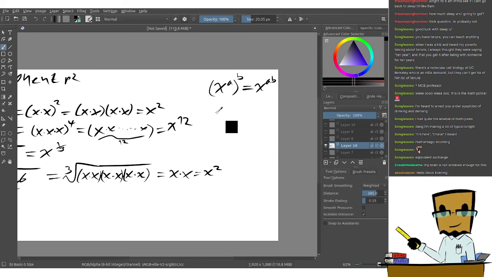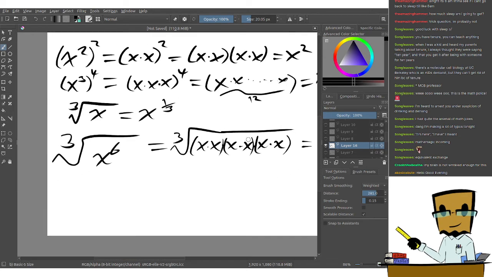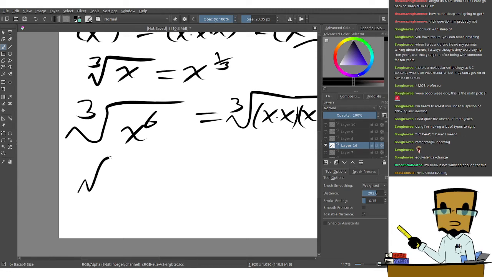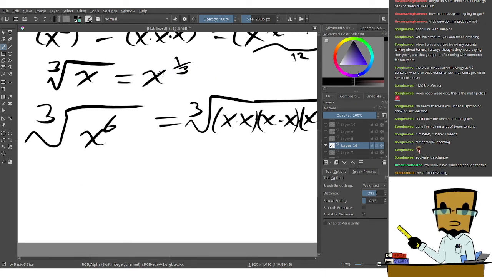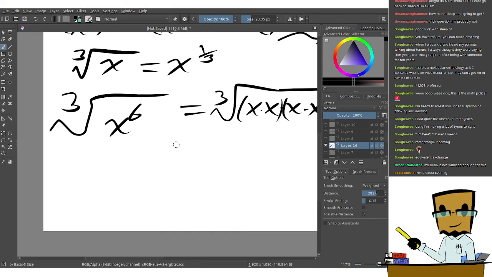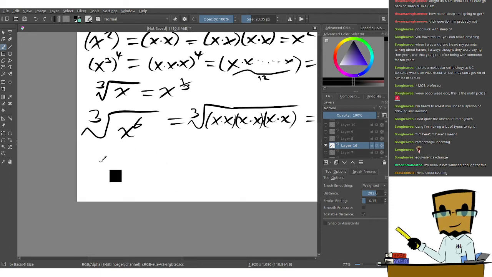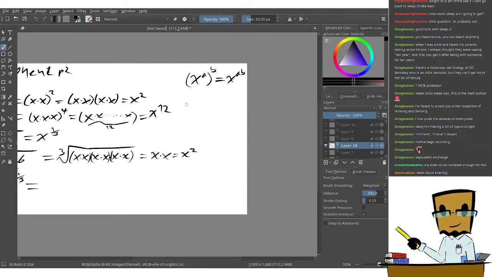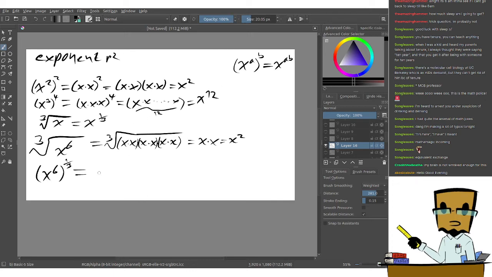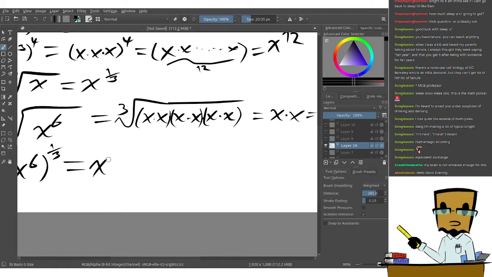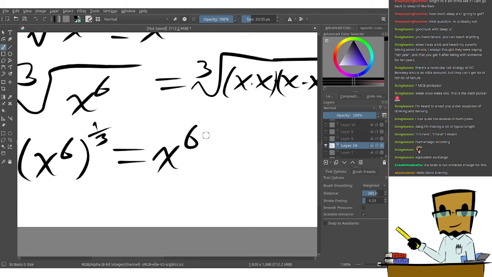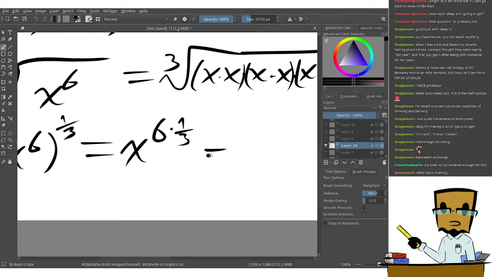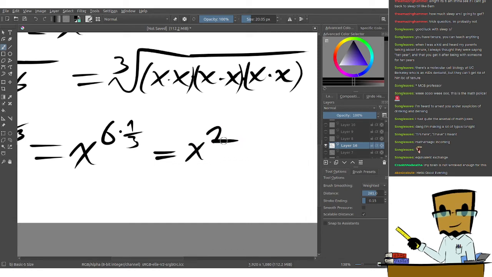Let me explain exponents. A number to the nth root, I already explained that, is the same as a number to the power of 1 over n. So this is the same as x to the power of 6, to the power of 1 over 3. And we did that formula right there, so you can substitute the 6 and the 1/3. This will equal x to the power of 6 times 1/3, aka x to the power of 2. There you go.